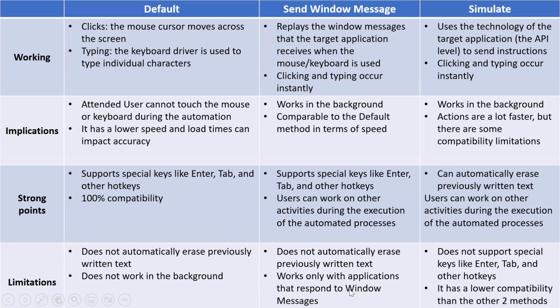See, there are some applications which will respond to window messages. Only those applications we can automate when choosing send window message. If that application is not responding to the window messages, then we cannot automate it at all. If that application is not listening to the operating system, then we cannot automate it. If it is listening, obviously we can do it. That's what we are seeing over here. That's the limitation what we have.